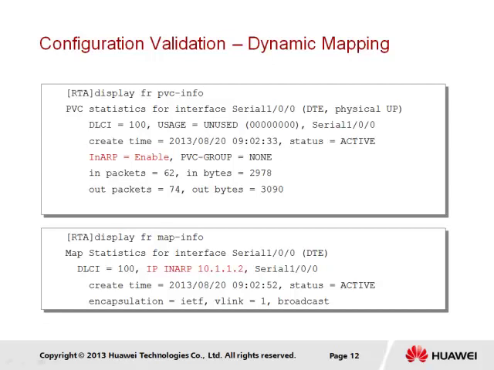For discovery of the remote address with which the local DLCI is associated, we are able to use the display fr map info command that basically displays this mapping. From this, we can see that where the DLCI is 100, the remote address is 10.1.1.2 and has been learned via inverse ARP over interface serial 1/0/0 in this case.